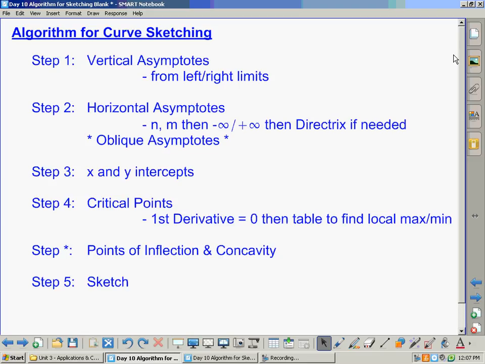Now that I've copied it down, you recall that we did already talk about this in that the steps are all the same, just with the more eloquent investigation of the asymptotes. Step 4 is new from yesterday: the critical points, finding the first derivatives using the first derivative test. The points of inflection and concavity we're going to skip and just go to the sketch. And so that's where we're going to start.